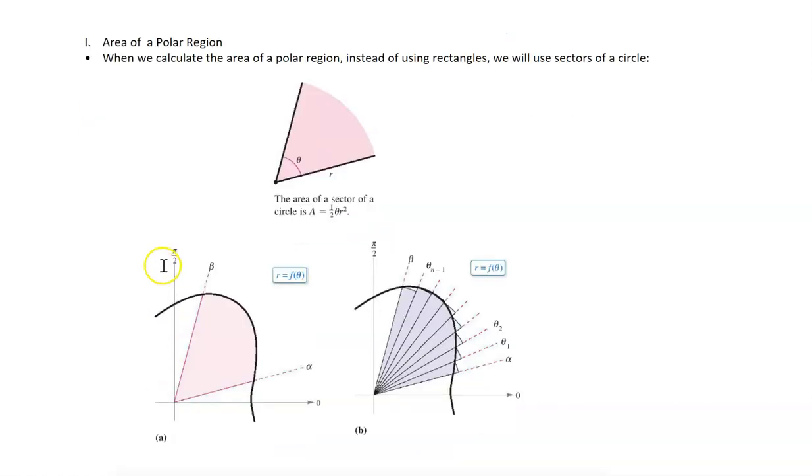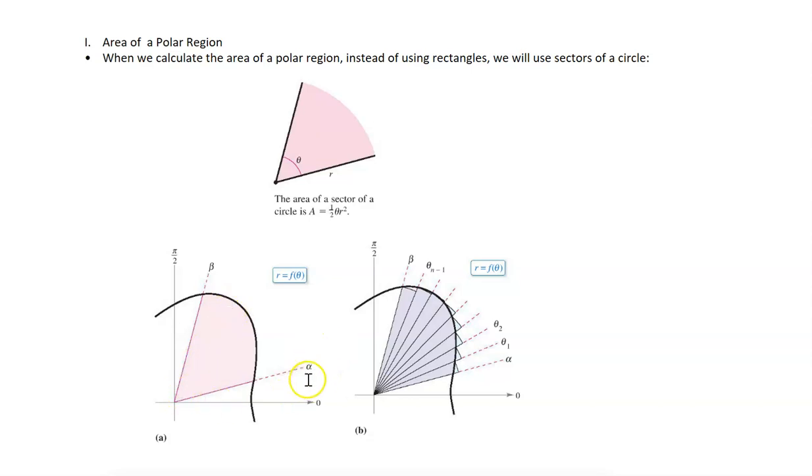We're going to look at calculating the area of a polar region. When we calculate the area of a polar region, instead of using rectangles as our basic shape, we want to use sectors of a circle. And the area of a sector of a circle where the angle here is theta is A equals 1/2 theta r squared.